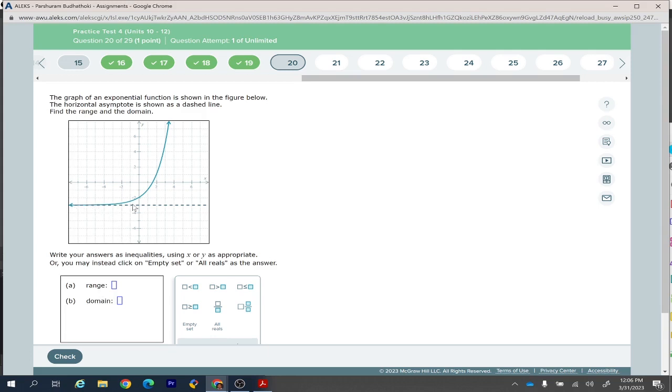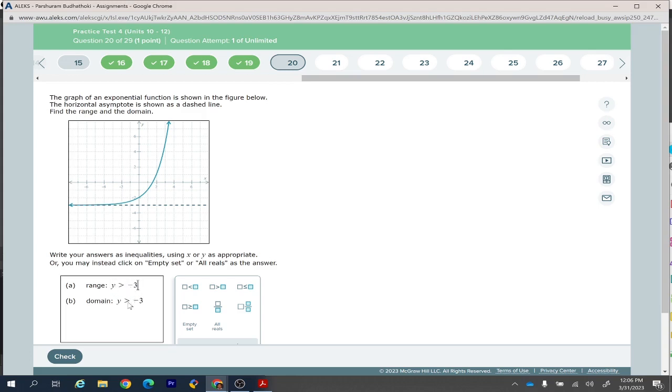The y value is starting from negative 3 but not including negative 3. So y is greater than negative 3. Sorry, that's the range. Y is greater than negative 3.